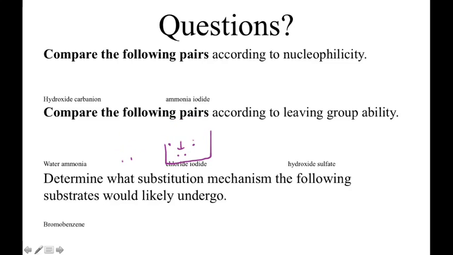Very last one that we'll go through and compare. We've got hydroxide, our negative charge, versus sulfate. I'm probably going to run out of space on this. Let's see what I can do with it.